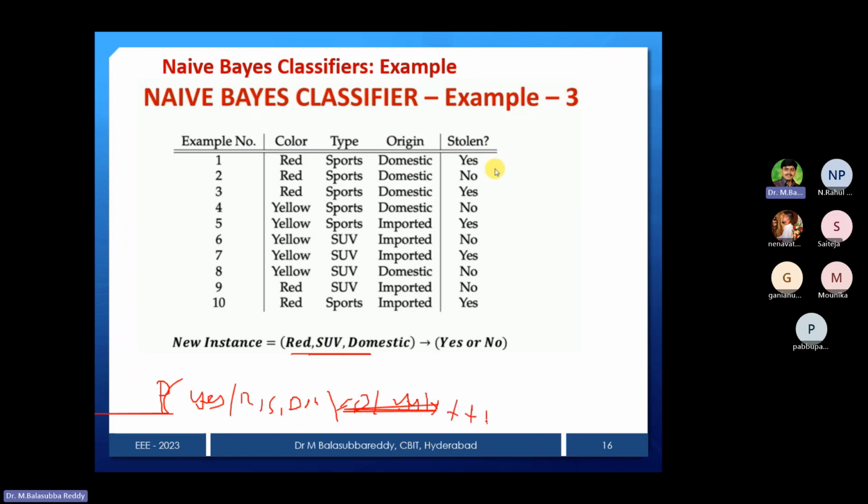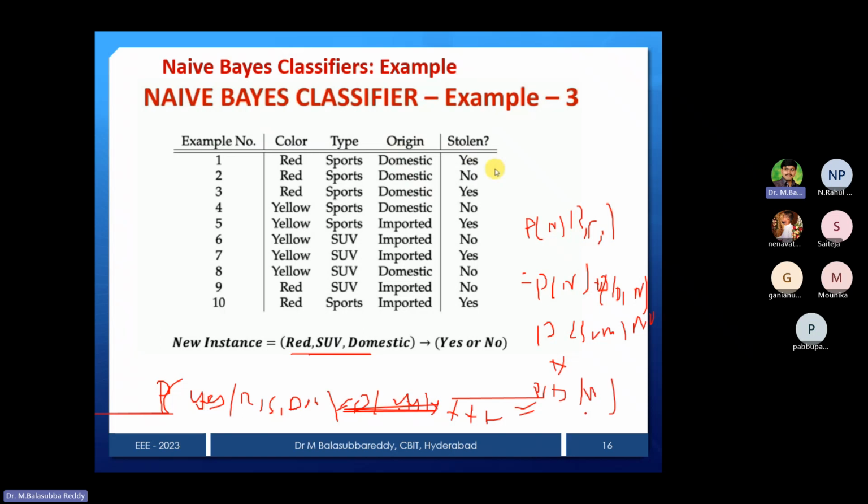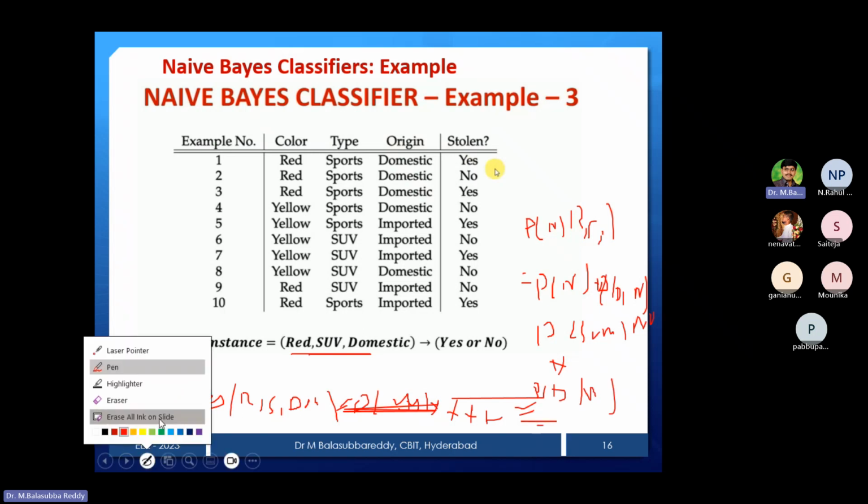That you can multiply all the cases, you will get the probability. And another case, P of no. Probability of no with red color and SUV domestic type is equal to probability of no multiplied with probability of red color with no, and probability of SUV model with no, into probability of domestic type with no. If we multiply this and compare these two, we can easily calculate.